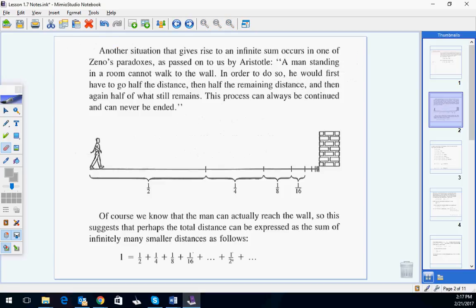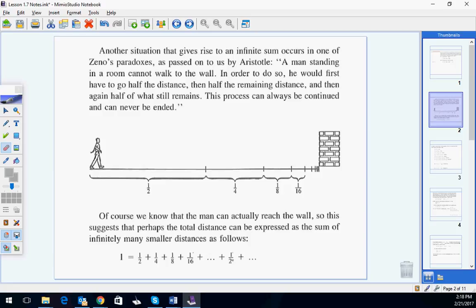So, in terms of another example, Zeno's paradox was mentioned in the last notes, and we didn't really go over it specifically. Another situation that gives an infinite sum occurs in one of Zeno's paradoxes as passed down by Aristotle. A man standing in a room cannot walk to the wall. In order to do so, he would first have to go half the distance, then half the remaining, then again half. This process can always be continued and can never be ended. So if you're always halving something, technically you won't ever get to an end, but we will be approaching something, right, with the idea of a limit.